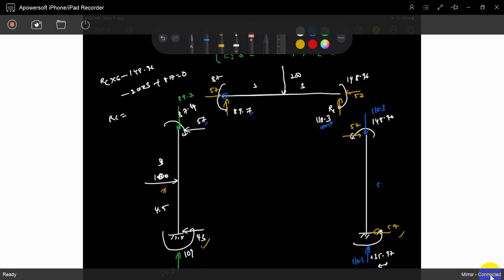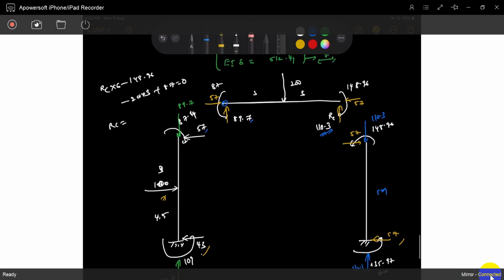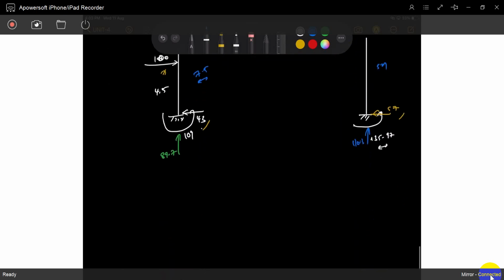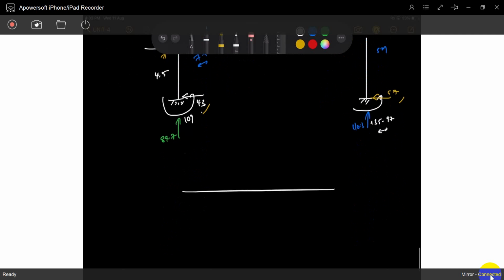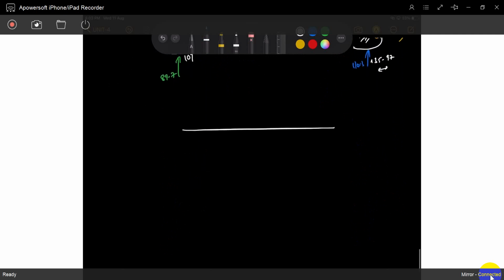That's it. It's 5 meters. It's 6 meters. It's 7.5 meters. These are the free body diagrams. So once you get the free body diagrams, you can draw bending moment diagrams very easily.